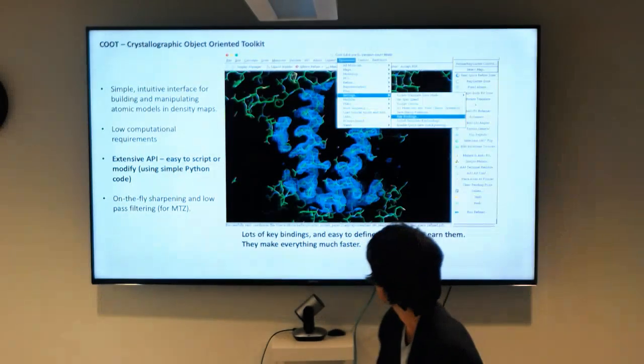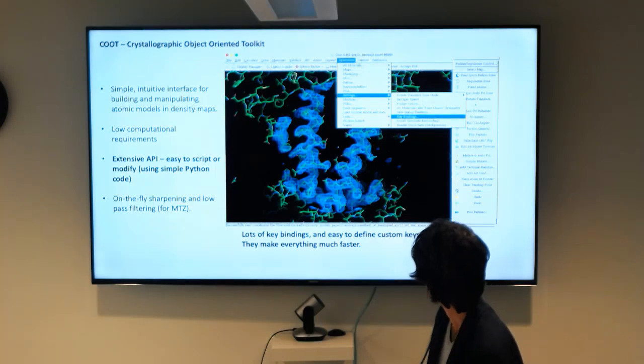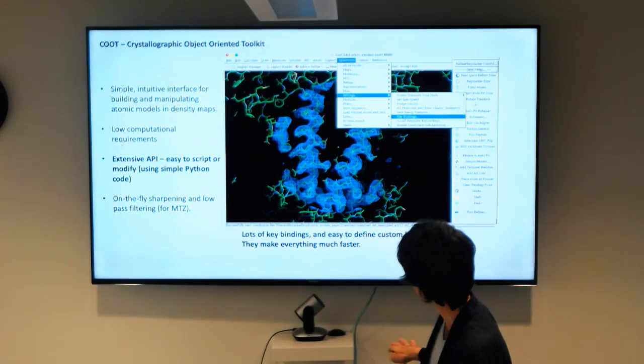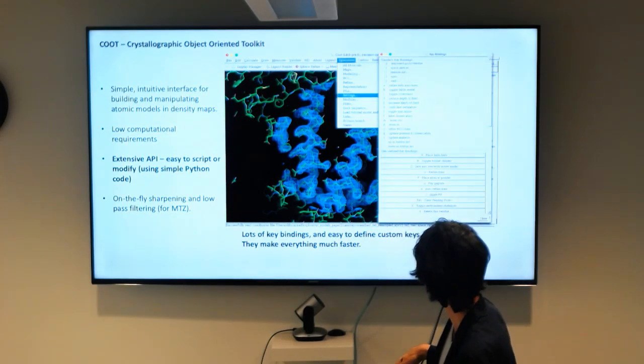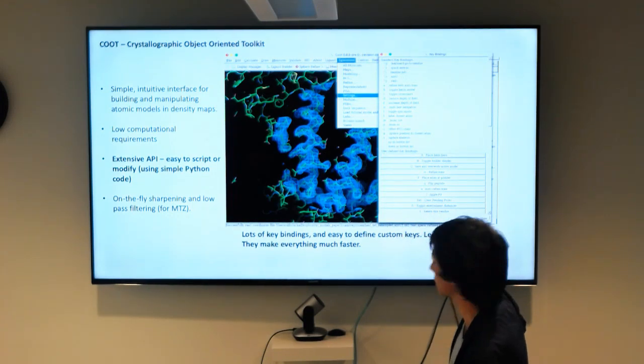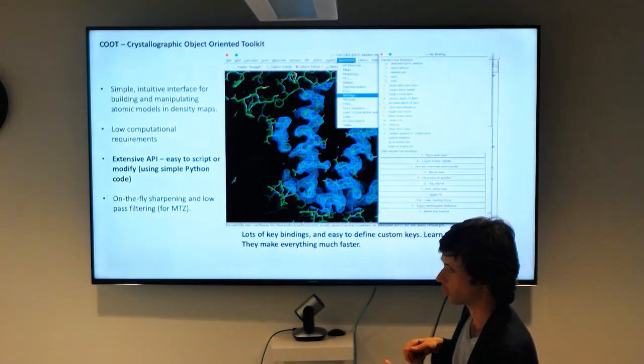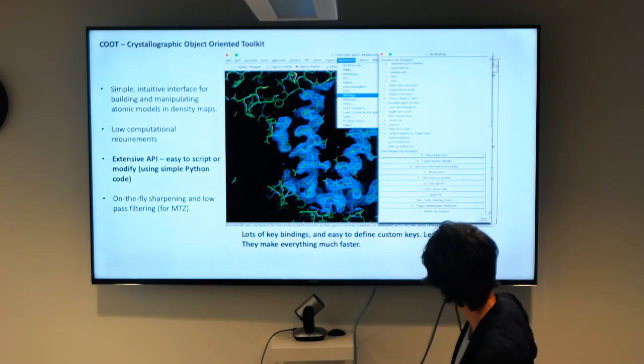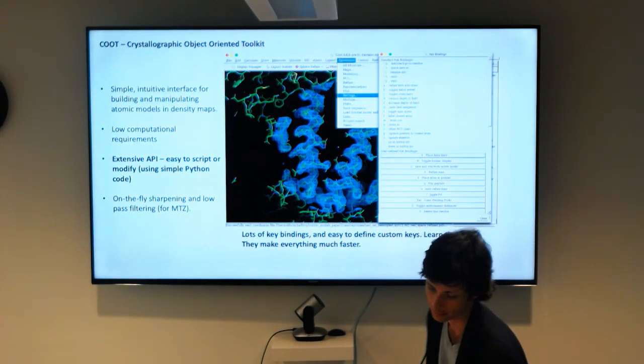Okay, so there are tons of key bindings. It's really easy to define your own custom keys. And then you can get to those from the settings, and it'll tell you where all the standard key bindings are and where all the user-defined key bindings are.